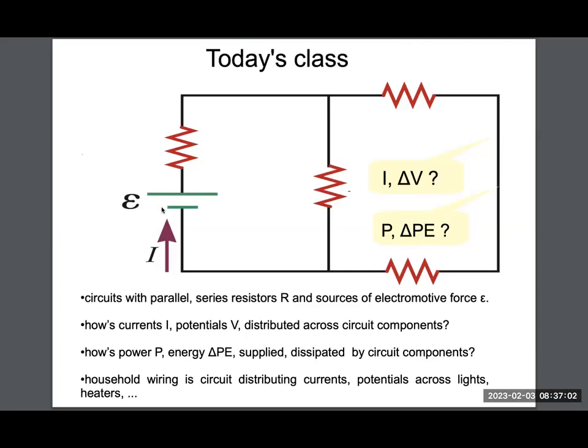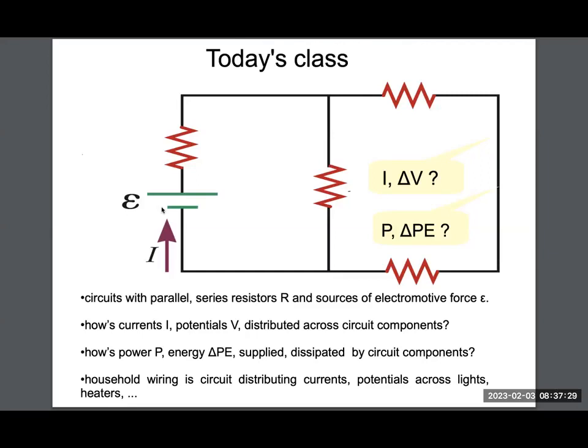The sort of things that we want to understand are how is the current delivered by the battery distributed through the resistors? How is the voltage delivered by the battery distributed across the resistors? How's the power and energy that's supplied by the battery dissipated across the circuit components?